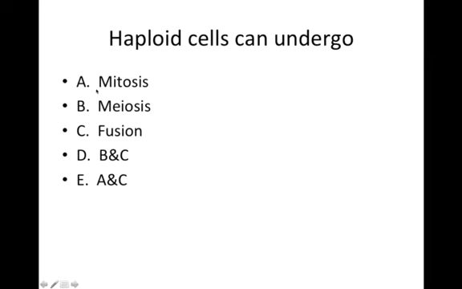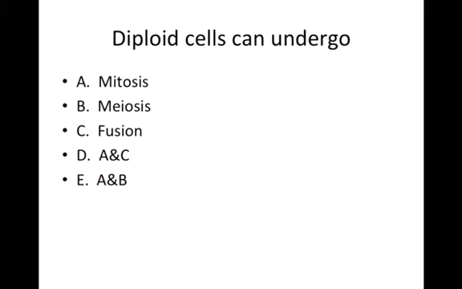Can haploid cells undergo mitosis? Yes, they can. They give rise to other haploid cells. Can they undergo meiosis? Well, they can't because they're already reduced. They can't reduce further. And can they undergo fusion? Yes, they do. That's the way we get diploid cells. And so here the answer we would be looking for would be A and C.